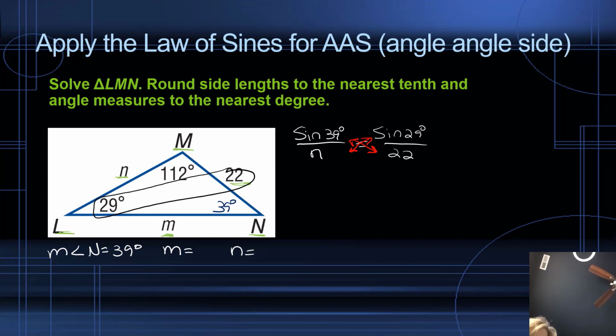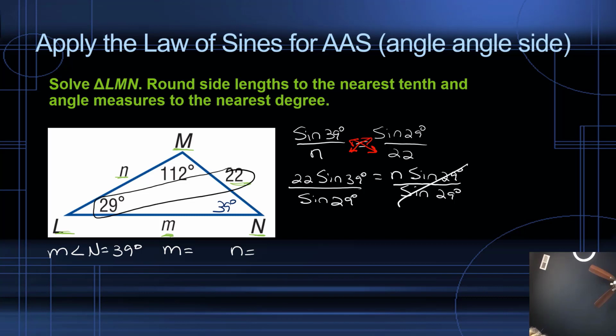It means I'm just going to take the sine of 39 degrees and 22 and multiply them. So it's going to be 22 sine 39 equals n times the sine of 29 degrees. Now, I need to get n by itself because that's what we're solving for. So, most of you are probably ahead of me. I'm going to divide by the sine of 29 degrees. So, then we're going to figure out what that is in the calculator.